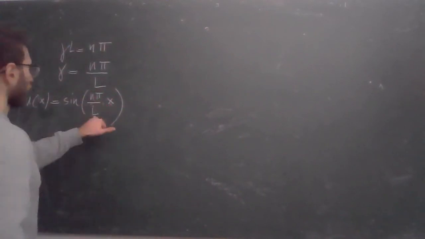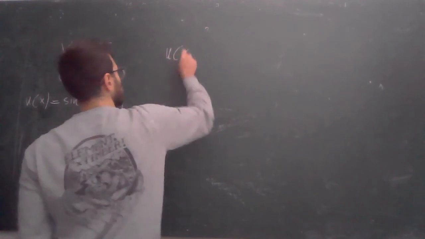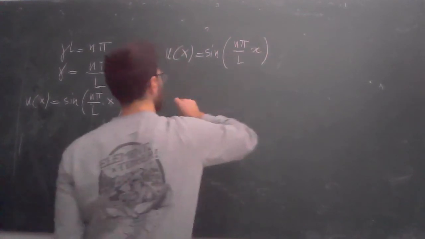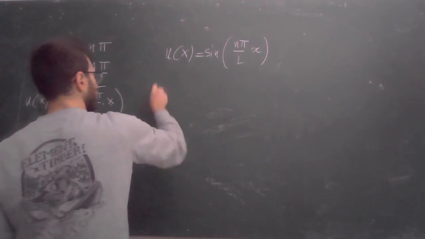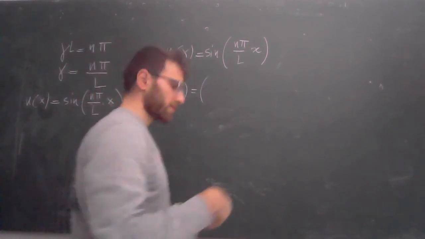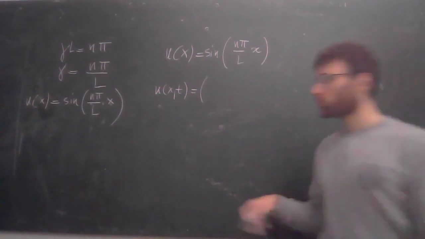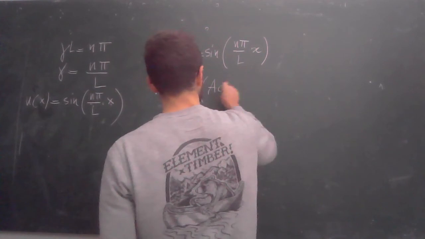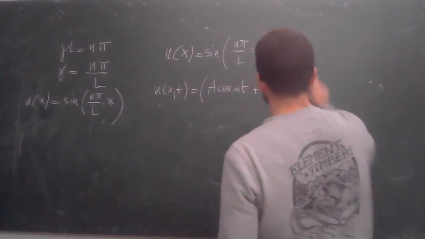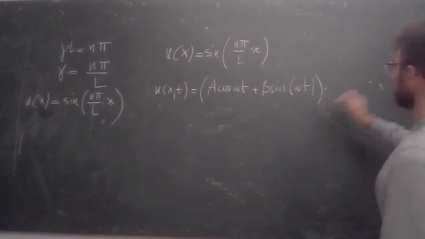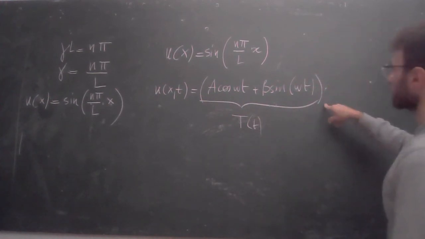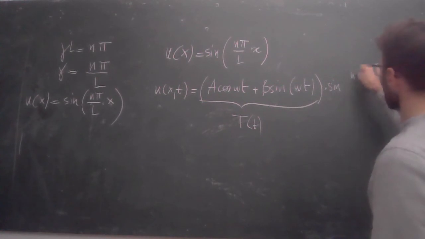u of x is sine of n pi over L times x. So the total solution would be u of x, t equal to the general solution of the second order ordinary differential equation in the time domain, which is, you know, a cosine of omega t plus b sine of omega t, which is the T, multiplied by u of x, which is sine of n pi over L x.